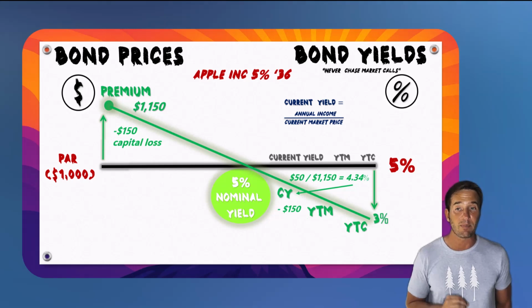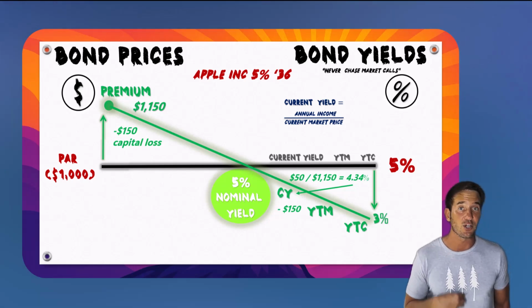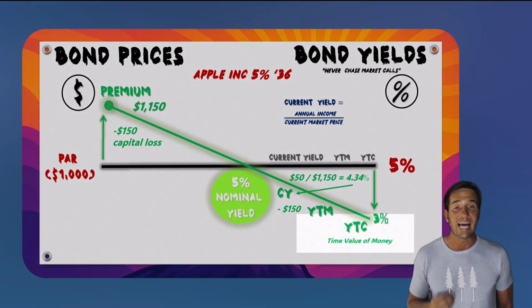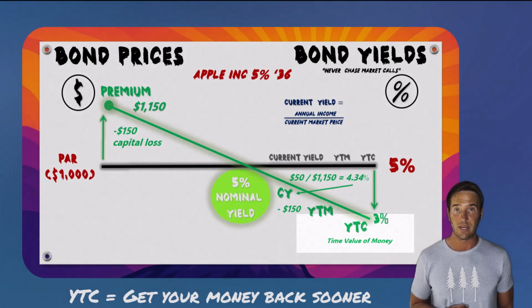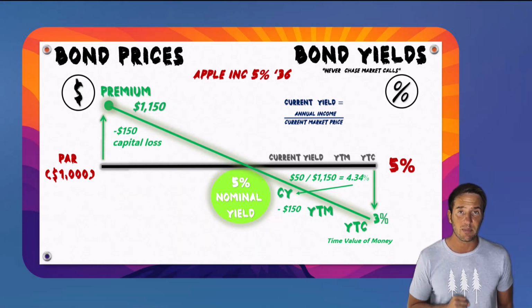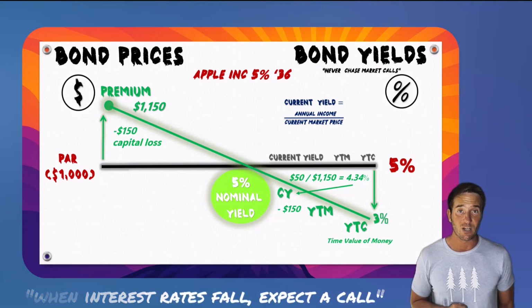Okay. And then remember the YTC, that represents the yield you're going to get if the bond is called. Well, if they call my bond, I'm going to realize that $150 loss a lot sooner than the year 2036. I'm going to get it, say, next year or the year after, depending on when it is called. So the YTC is even lower, and that has to do with the time value of money. Okay. And in this scenario, on a bond trading at a premium, the YTC is extremely important to me because guess what? When interest rates fall, you should expect a call. That's what we say. All right, everyone.